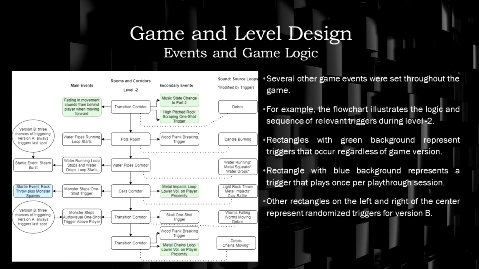In summary, several other game events were set to trigger throughout the game level. For example, the flowchart illustrates the logic and sequence of relevant primary and secondary events during level -2. Most have random chance to trigger, but others trigger regardless of game version or trigger once in either playthrough session.